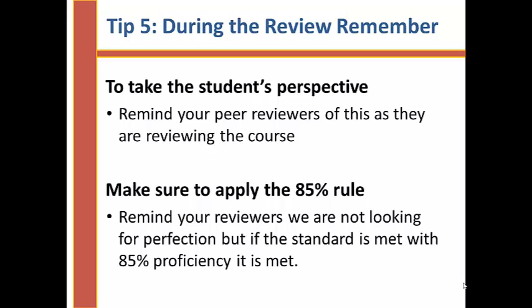Also make sure to apply the 85% rule and remind your reviewers of this rule. Remind your reviewers that we're not looking for perfection in the course. We're not looking for everything to be perfect. But if you can look in the course and see that there's 85% proficiency on a specific standard, that standard should be met. So for instance, if you're looking at a standard that talks about learning objectives being measurable, if 4 of the 5 learning objectives are measurable, you would go ahead and mark that standard as having been met and then write a helpful recommendation.